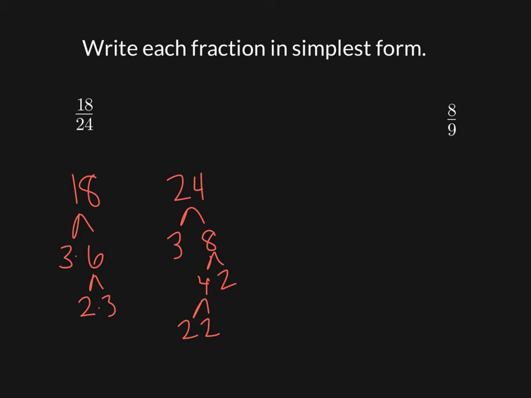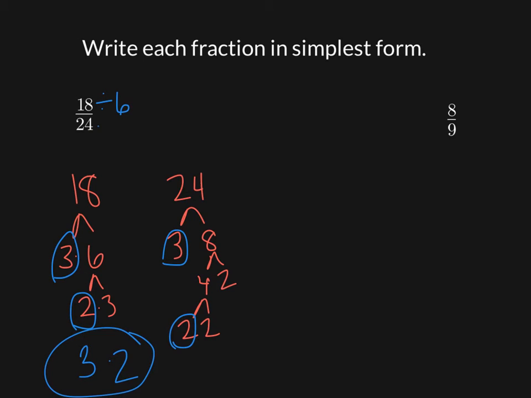So the greatest common factor has to be 1, but if I'm looking at these, I see they both have a 3, and they both have a 2. So I know it's not simplest form. Okay, so I know I can divide both by 3 times 2, the GCF, which is 6. So if I divided 18 by 6, I would get 3. If I divided 24 by 6, I would get 4. So I know that the simplest form is 3/4.